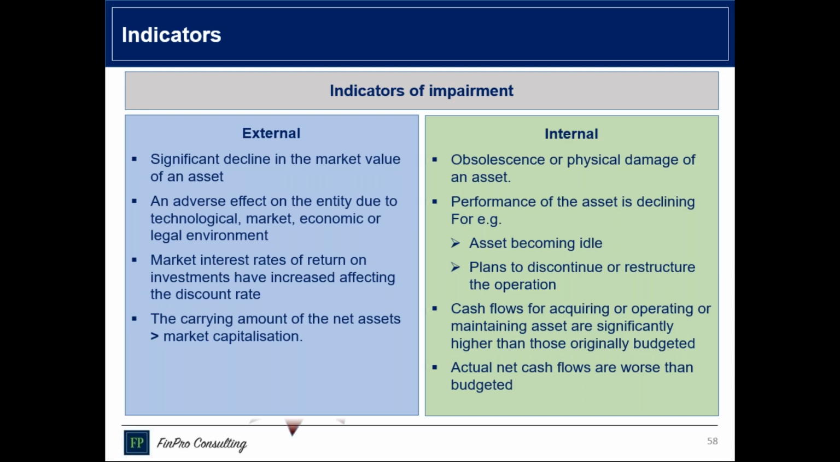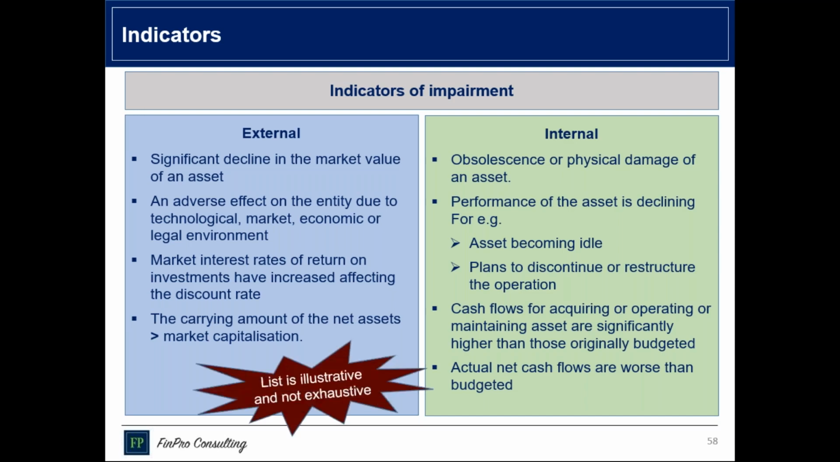So these are various factors which one should consider as an indicator for an impairment of asset. As I told you earlier, this list is illustrative and not exhaustive. There could be many more factors apart from the factors listed in this particular slide.